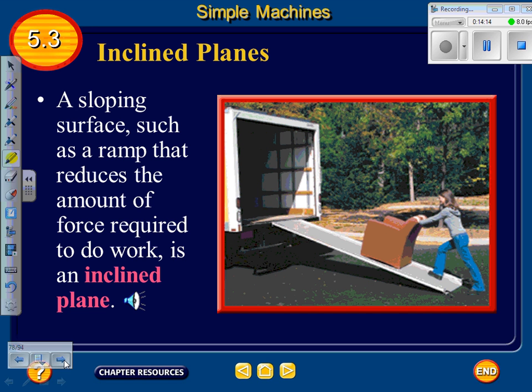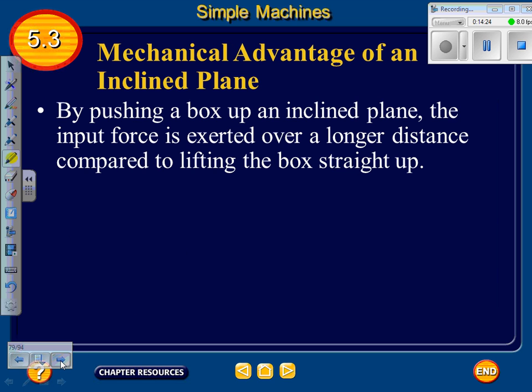An inclined plane. A sloping surface, such as a ramp, that reduces the amount of force required to do work is an inclined plane. Mechanical advantage of an inclined plane. By pushing a box up an inclined plane, the input force is exerted over a longer distance compared to lifting the box straight up.